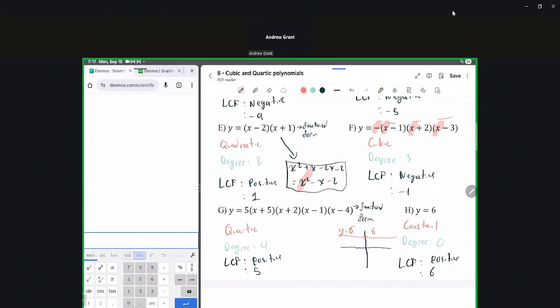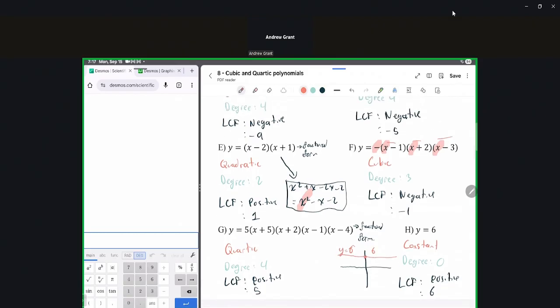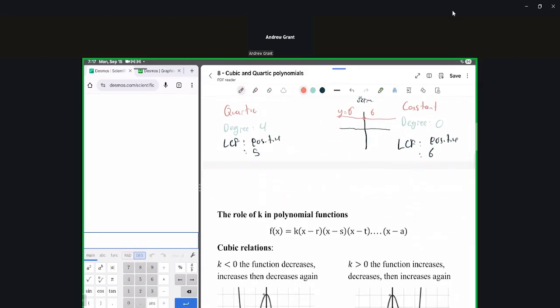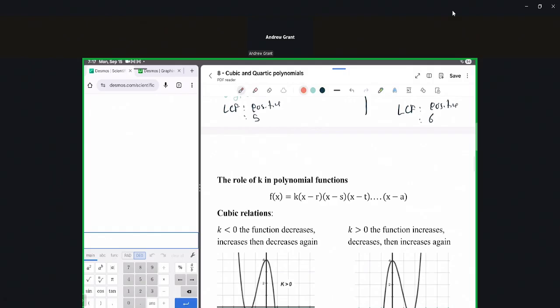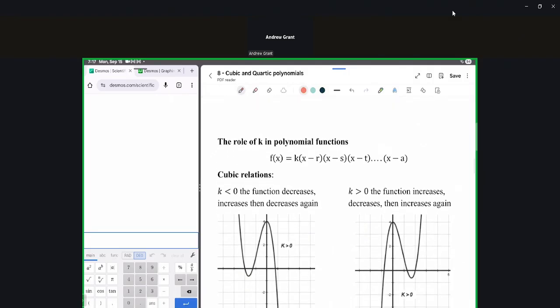So being able to identify what kind of functions you're working with is important. And so we're going to have our first look at what these things look like. We're now going to be talking about the role of k in polynomial functions. So f of x is equal to, instead of having, like from earlier, a sub n, basically it's just some k value multiplied by all of its products.